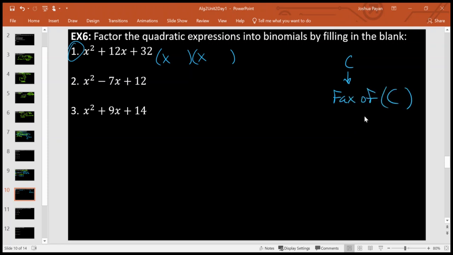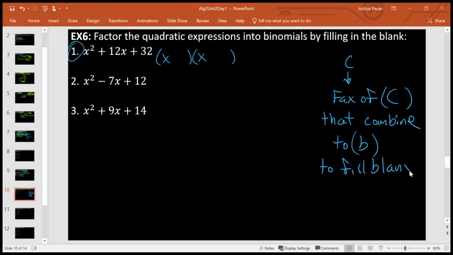that add to b. And add is the wrong word because it's not always add, depending on if the signs are positive or negative. I'm going to just say combine. This is a better word to use. That combine to give us b to fill the blanks. So these blanks right here and right here are going to get filled in by the factors of c that combine to give me b.